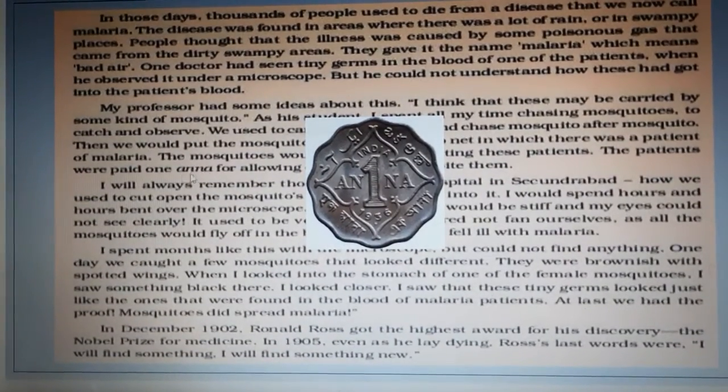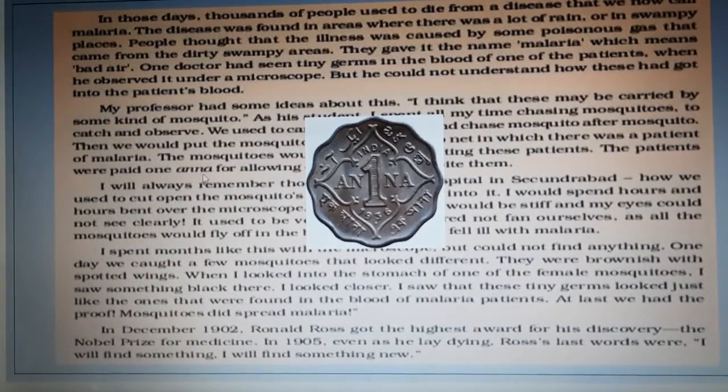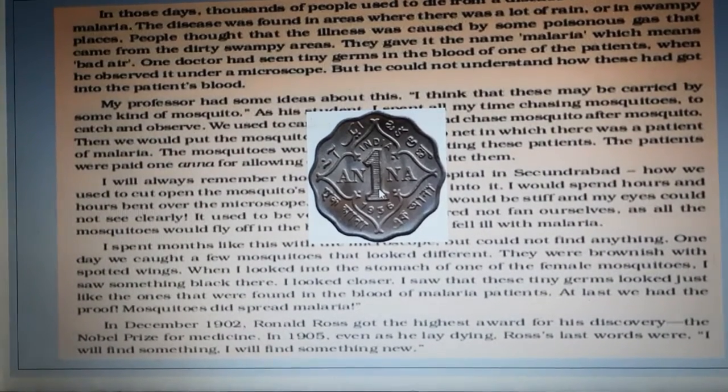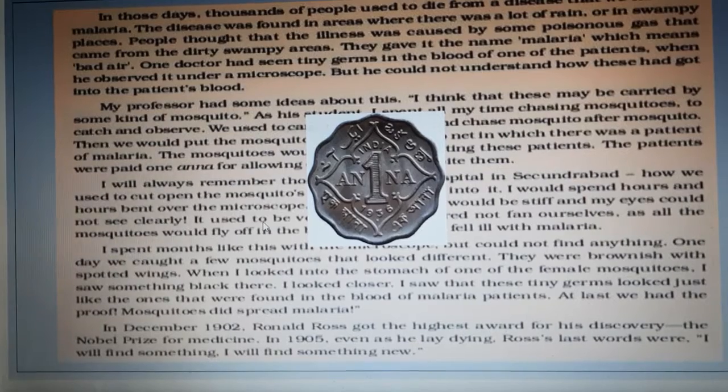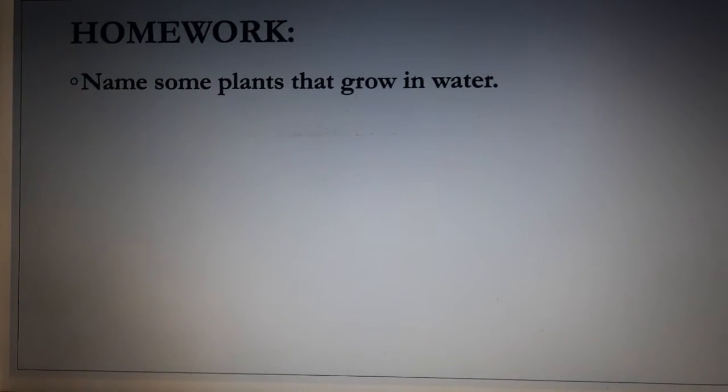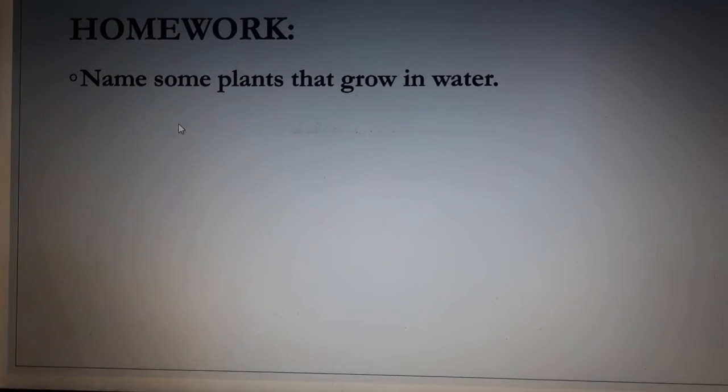Children, Anna is a currency which was used before. This is how it looks like. So I hope you understood and enjoyed this interesting story about the research behind the disease malaria.